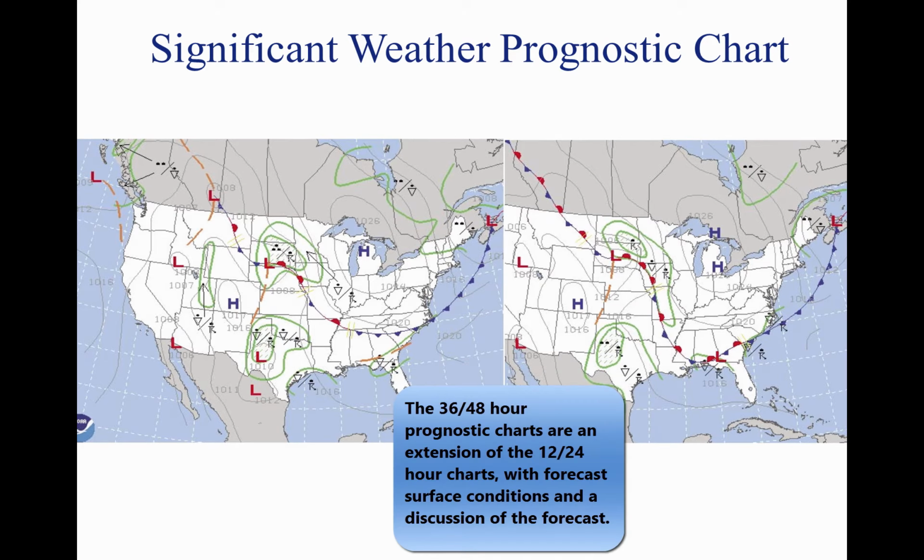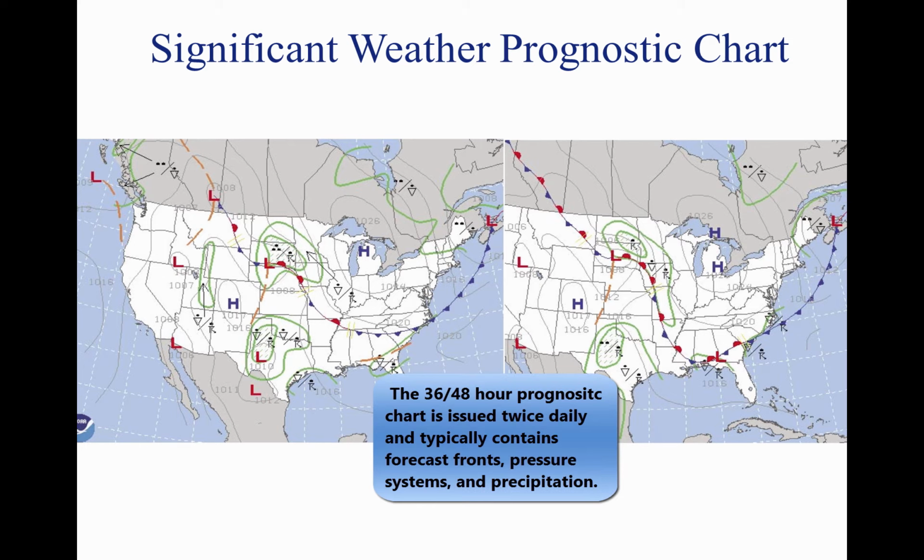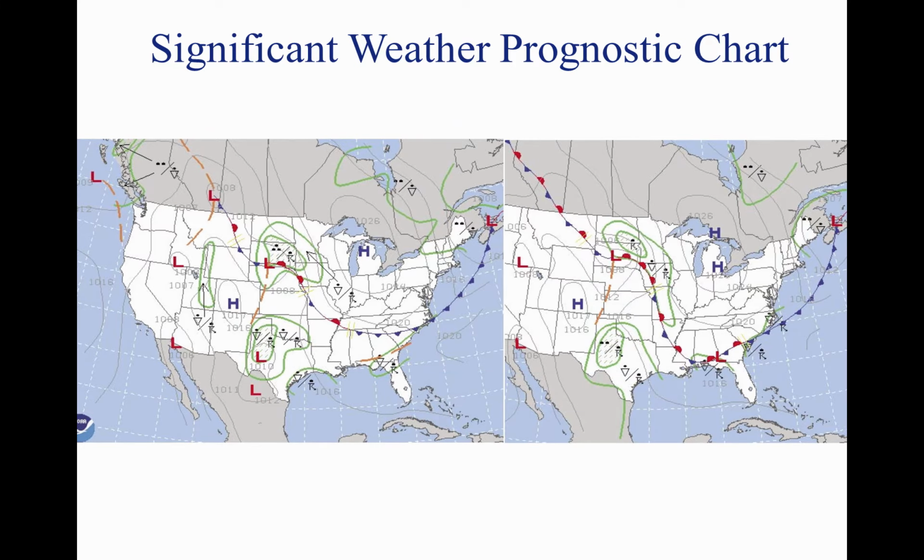The 36 and 48-hour significant weather prognostic chart is an extension of the 12 and 24-hour forecast. It provides information regarding surface weather forecasts and includes a discussion of the forecast. This chart is issued twice a day. It typically contains forecast positions and characteristics of pressure patterns, fronts, and precipitation. An example of a 36 and 48-hour surface prognostic chart is shown above.